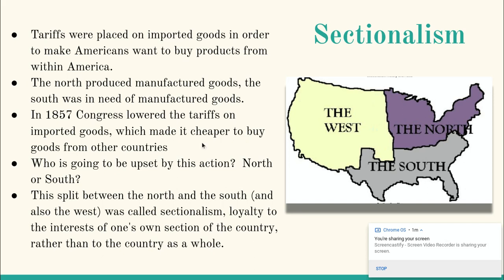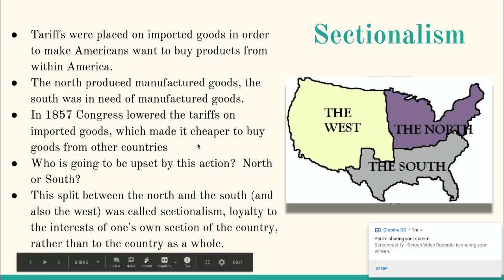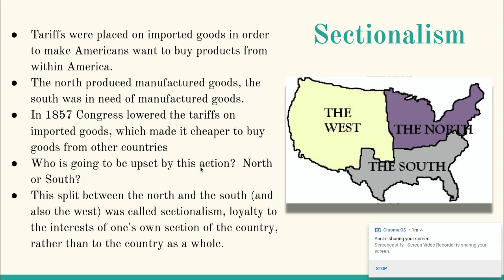However, in 1857, Congress lowered the tariffs or taxes on imported goods, which then made it cheaper to buy goods from other countries. So now the South, that was buying all their goods from the North, is now buying their goods from other countries. So the North is losing money. So who's going to be upset by this action? What do you think, the North or the South? If you thought the North, then you are correct, because like we just said before, the North is losing out on money because the South is now buying products from, and actually everybody is buying products from other countries.